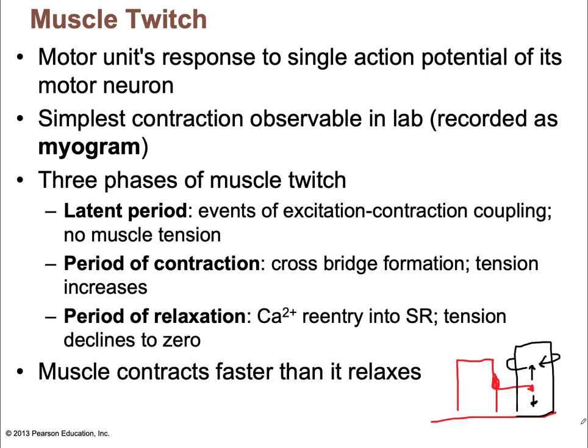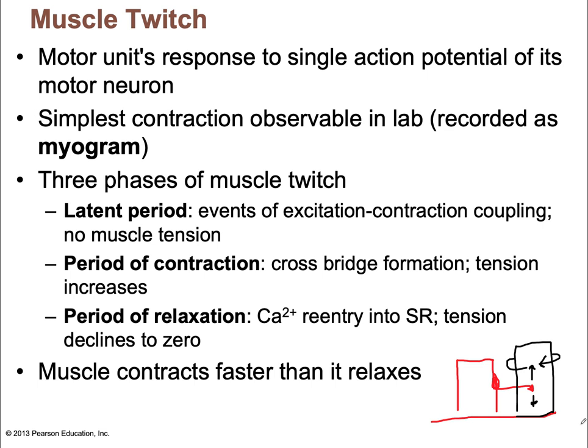Okay, so the three phases of muscle twitch that you can record on a myogram are the latent period, where we get ready for the excitation contraction coupling, the contraction period where the muscle's actually shortening, and the period of relaxation where the calcium is going back into the sarcoplasmic reticulum, the cross bridging is ending, and the muscle fiber goes back to its resting length. Note that a muscle fiber is going to contract more quickly than it's going to relax. That's because not all the fibers are going to relax at the same time.